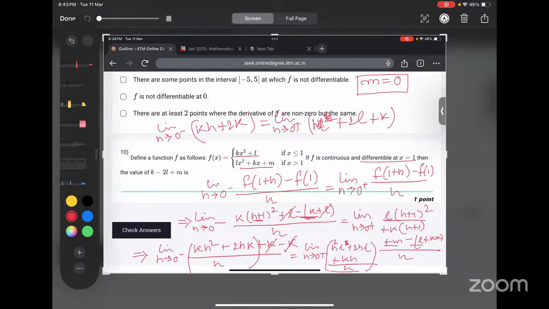Now if I put 0, then we will get 2k equals 2l plus k, and then 2l minus k will be equal to 0, right? So 2l minus k equals 0 and m is also equal to 0. That means it will give the answer as 0, right? Okay, so this is the thing.